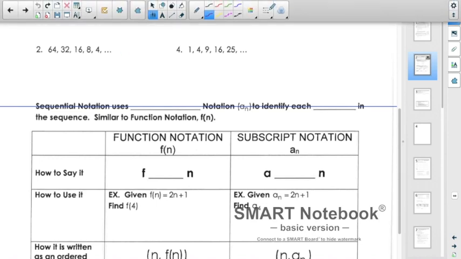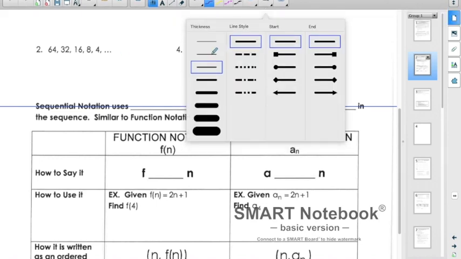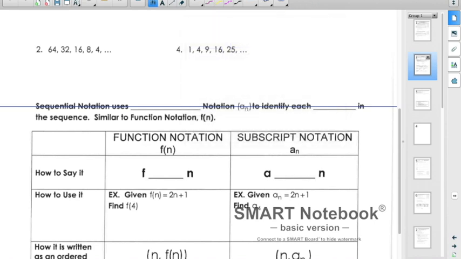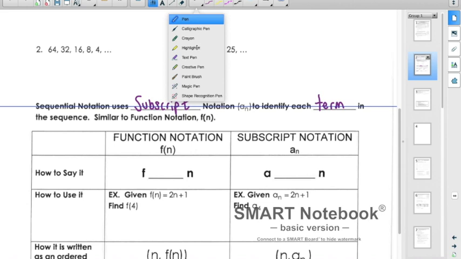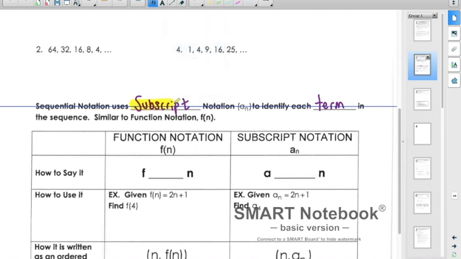Now, sequential notation, that's the notation we use for sequences. And sequential notation uses what's known as subscript notation. Okay, so make sure you guys get that down. Sequential notation uses what's known as subscript notation to identify each term in the sequence. Okay, I'm going to highlight this subscript notation, and that is right here.